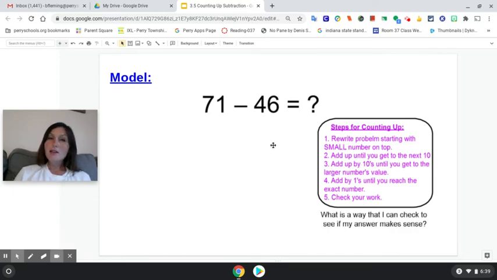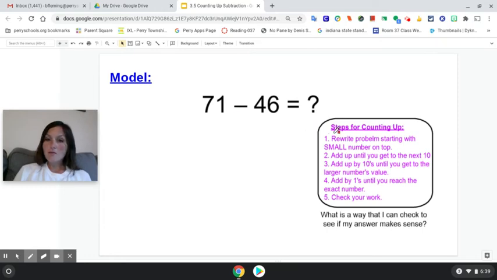The counting up method is a little bit tricky and a little bit different, and there's lots of steps. So again, this is to show how I would solve this in my brain, right? This isn't something that I would want to do all the time, write out all these steps, but I do want to write them out today so I can share with you what's going on inside my head.